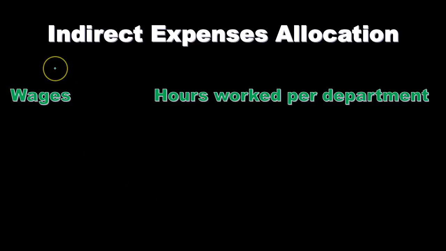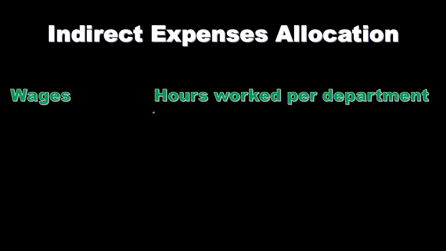So here are some common types of allocation bases, activity bases, common things that we would need to allocate out. If we're allocating, for example, something like wages, let's say we have someone that we are paying that is going to be in charge of multiple different departments. Well, then we might look at the hours worked per department to allocate out those wages.